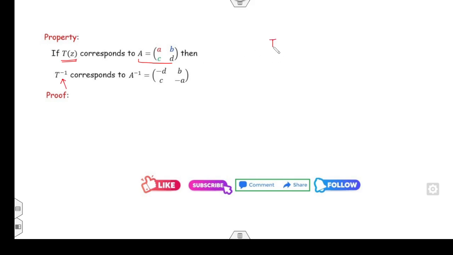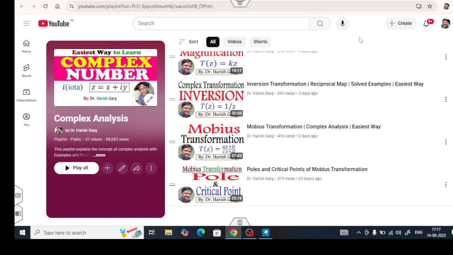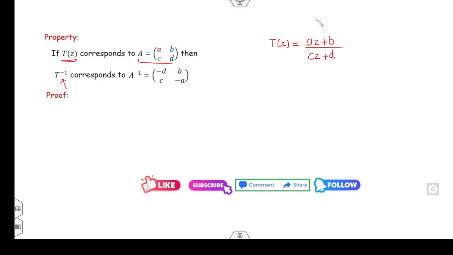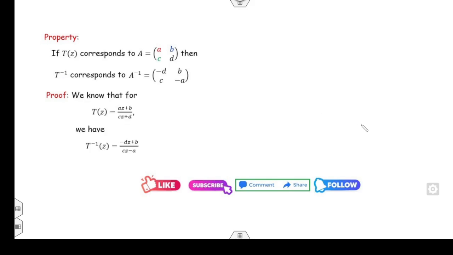Now, we all know if you have the Mobius transformation (Az + B) divided by (Cz + D), then in our last lecture related to the Mobius transformation, we have seen how you can write the T inverse corresponding to this case. I can reverse the values of A and D with a negative sign. B and C remain the same. This is what we have learned in our last lecture.